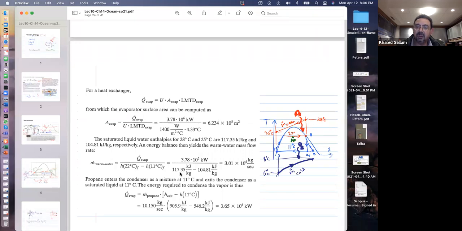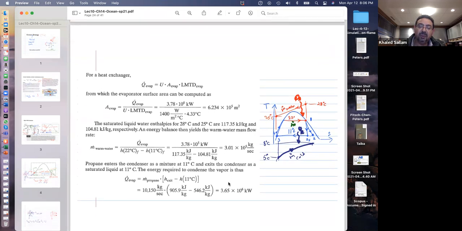Cannot emphasize how close it is. It's a really good approximation that the H of compressed liquid is only H of temperature. It's a very, very good approximation. Okay, so you calculate m dot water. You can see how big it is too, right?